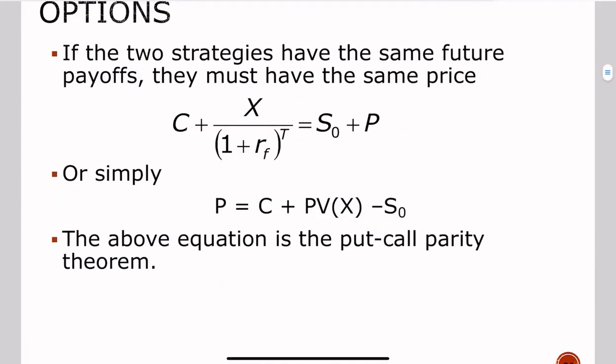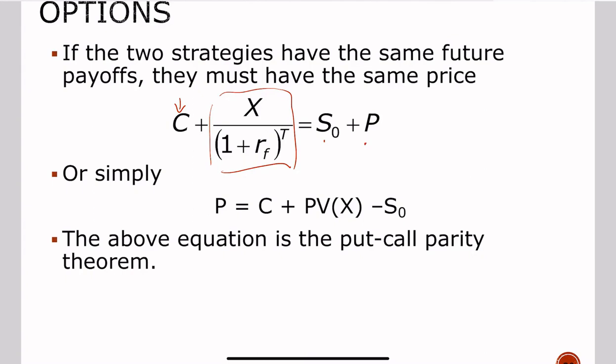What is C here? C is today's call price. What is this term? This is essentially the present value of the bond, because the bond has a face value or par value of X, and it's risk-free. So we should discount this par value using the risk-free rate, and we have T periods. So this is the present value of the bond. What is S? It's today's stock price. What is P? It's today's put option price.